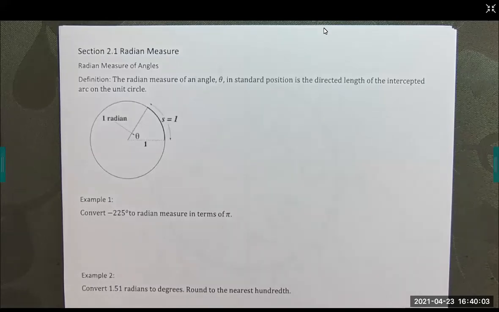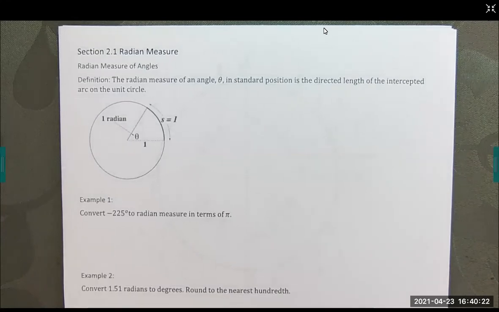All right, welcome back, everybody. We are going to talk about radian measure. So we have a couple of ways of measuring the angle, and radian measure actually is going to be much more useful for us as a tool as we go higher and higher into mathematics. And in the calculus, we only use radian measure instead of degrees.